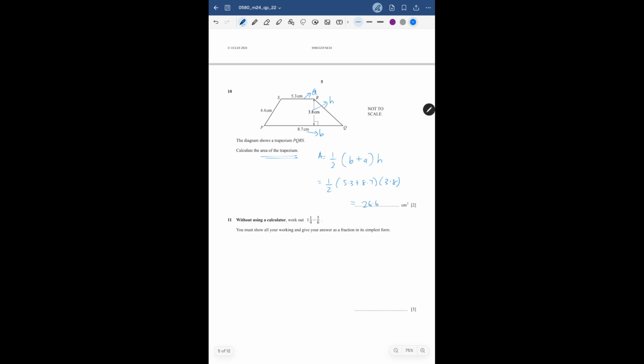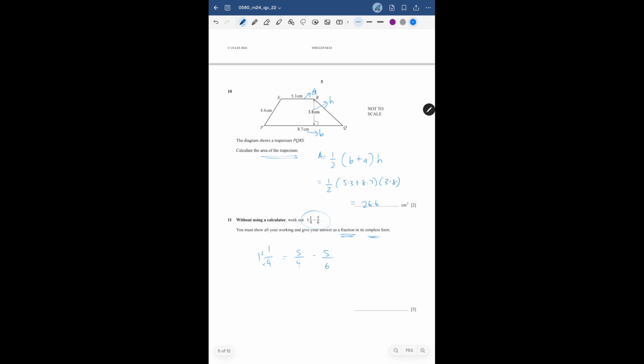Question number 11. Without using a calculator, work out. You must show all your working and give your answer as a fraction in the simplest form. The first one is a mixed number. Change the mixed number to an improper fraction, times and plus. So you will get 5 over 4. 5 over 4 minus 5 over 6. When you want to minus or plus fractions, you need to make sure the denominators are the same.